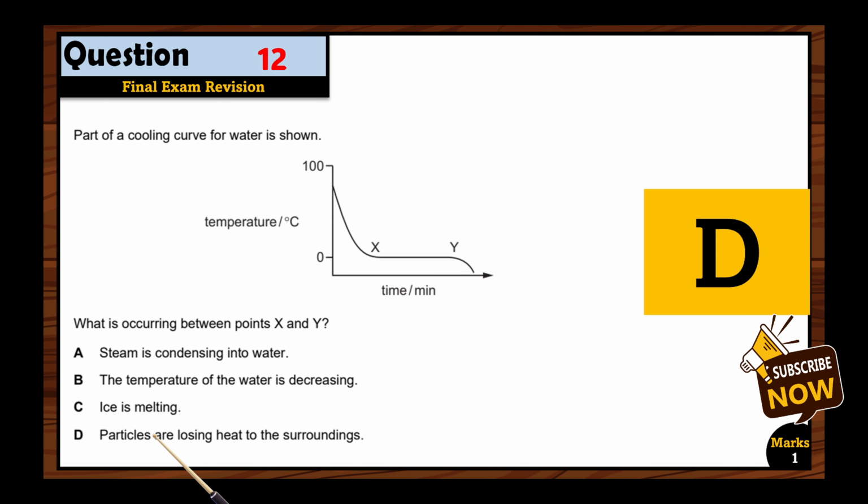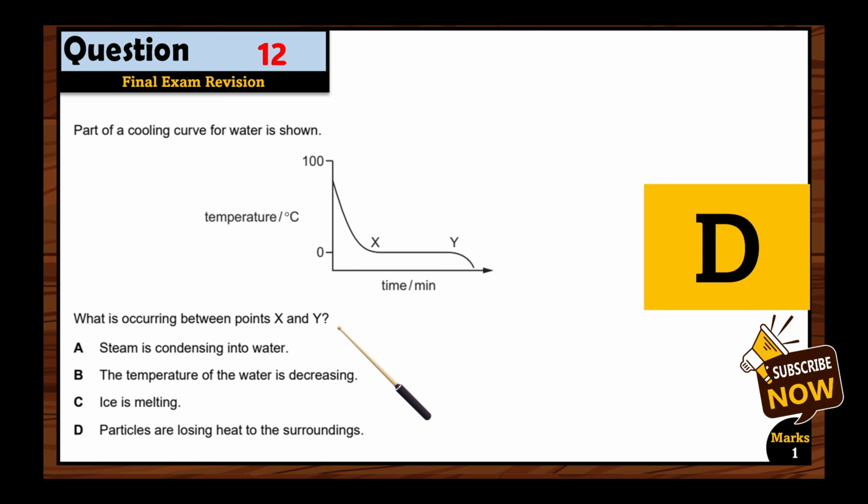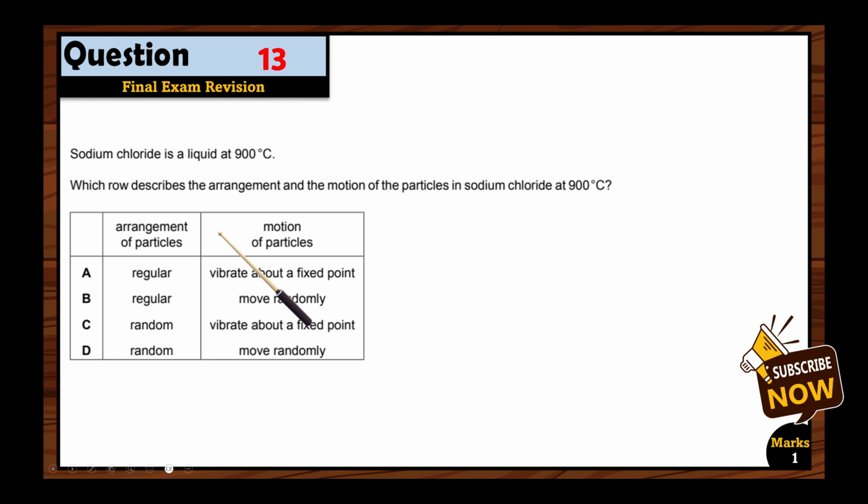Okay, sorry, I did not explain why option B is not right. The temperature of the water is decreasing. No, at 0, if you see X and Y, the temperature remains constant. If you see, it's a straight line. So there is no decrease in temperature. Okay, so that's why option B is not right. Okay, let's see question number 13.